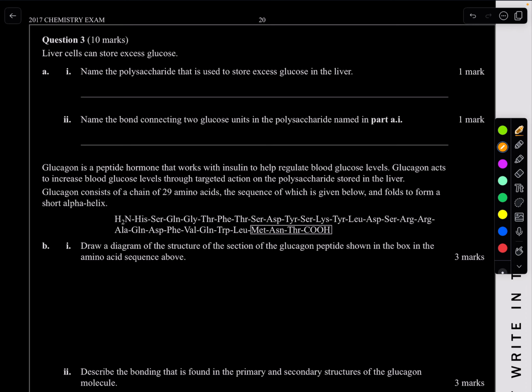It'll be readily available when, for example, your blood sugar drops. Your body will break it down so you can get glucose into yourself. Or, for example, you run around a lot, where you need an increased energy demand, and that's what your liver will do. All that storage of glucose will be broken down again to glucose, and you can use it. So the polysaccharide that stores it in your liver cells is called glycogen. Easy.